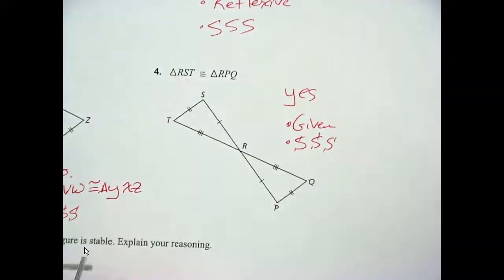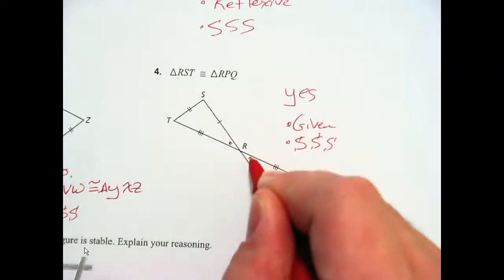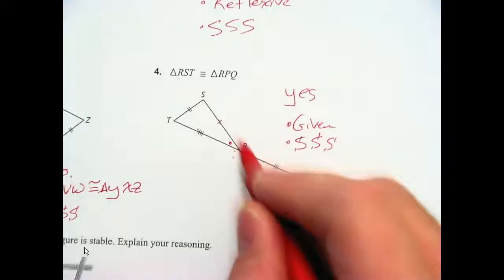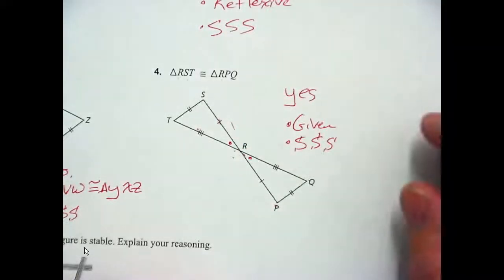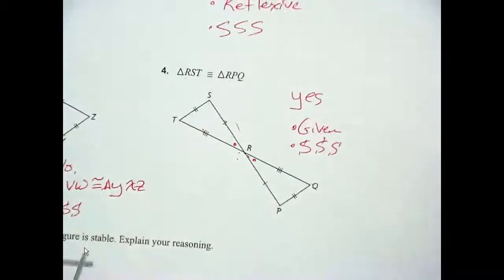Jordan? Yeah, if you said vertical angles, then you could use what? Side, angle, side. Okay, you could. It would take one more step. You don't have to use vertical angles here, but if you did, then you could use side, angle, side as well. Questions on 3 through 4?